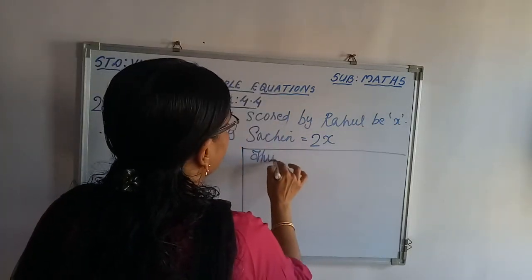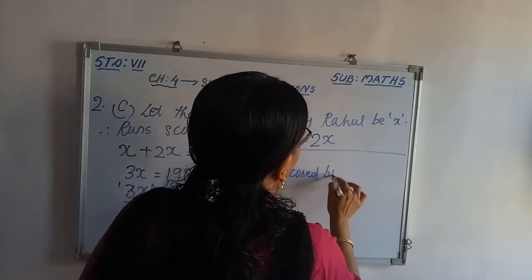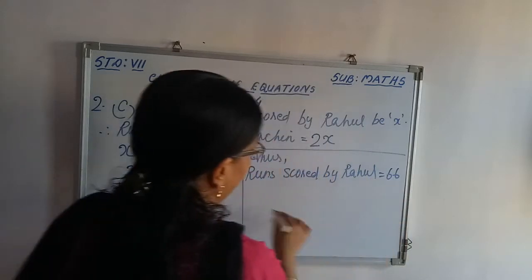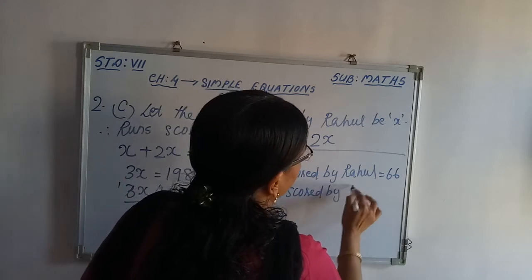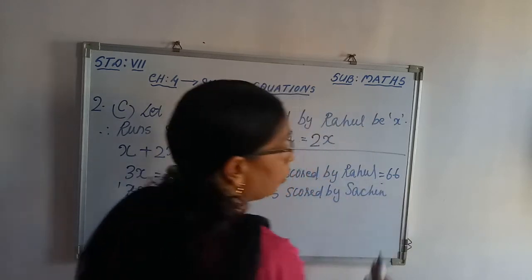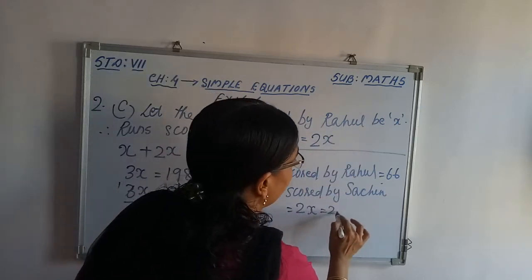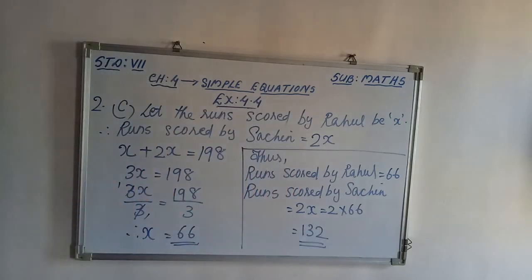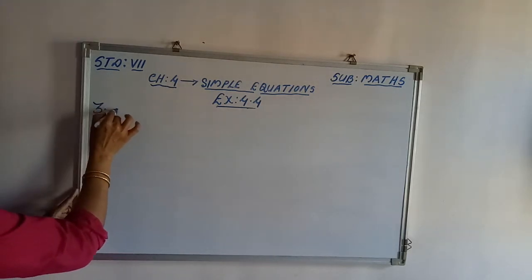Thus, the runs scored by Rahul, that is x, is 66. Then the runs scored by Sachin, we know that it is double the runs scored by Rahul, that means 2x, 2 into 66, is 132. Is that clear? Now we can move on to question 3.